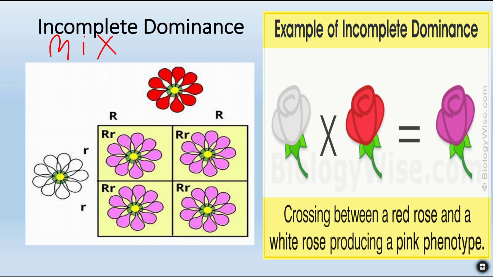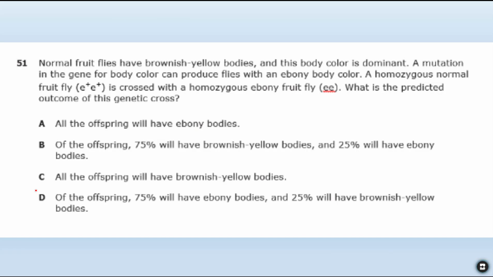So in this case, dominant R and dominant R, a homozygous dominant flower, crosses with a homozygous recessive flower. The result is going to be, instead of the dominant red R flower taking over and all of the flowers being red, instead the red and white colors will mix, producing a pink color.